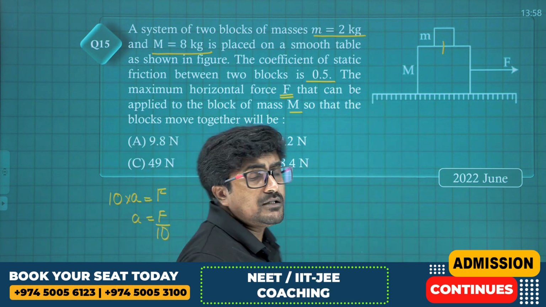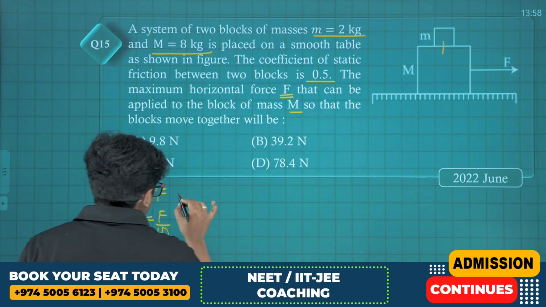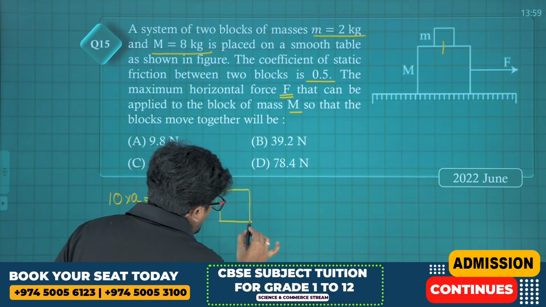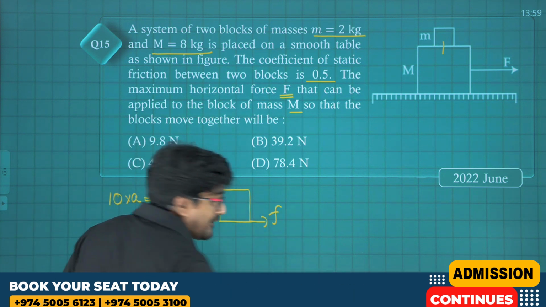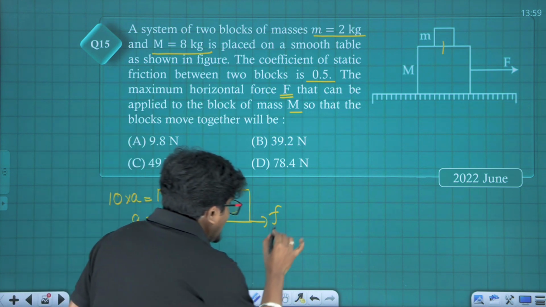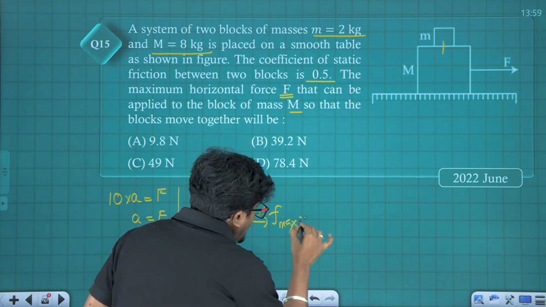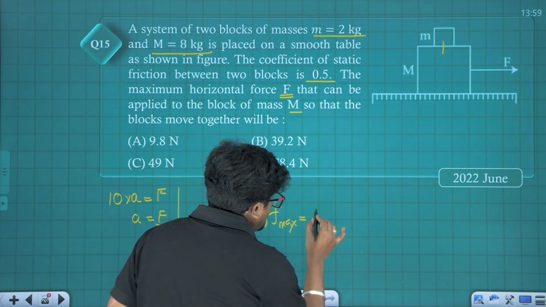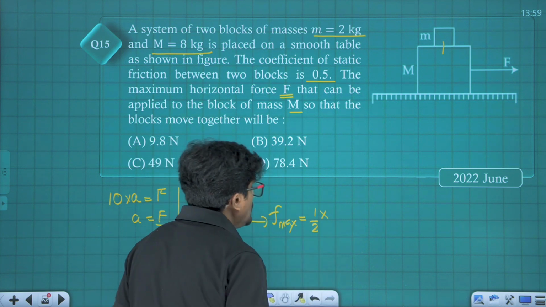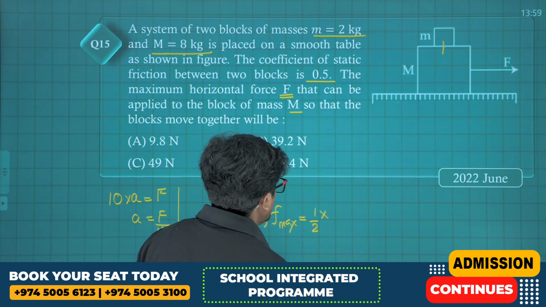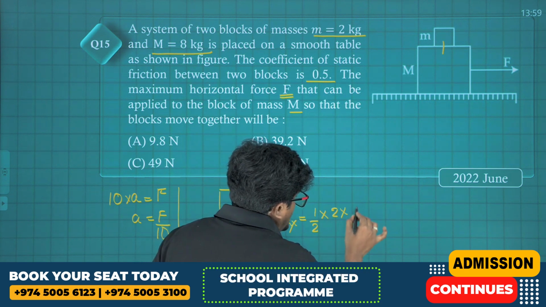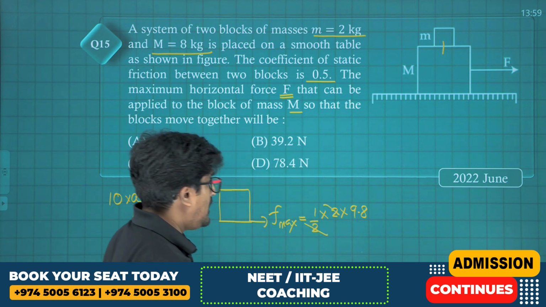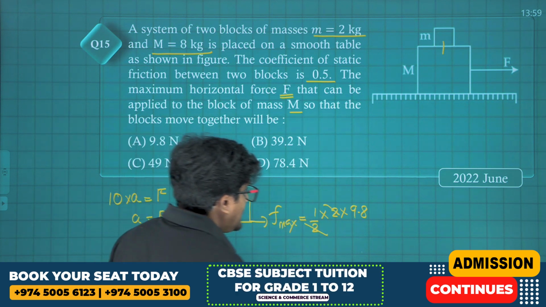Now, if I consider the free body diagram of small letter m, small letter m manages to move in the forward direction because of small letter f, that is friction. And what is the maximum value of friction possible here? Maximum value of friction possible is mu into m into g. Mu is 1 by 2, m is 2, and g is 9.8. So, this one and this one will cancel each other. So, F max is equal to 9.8.